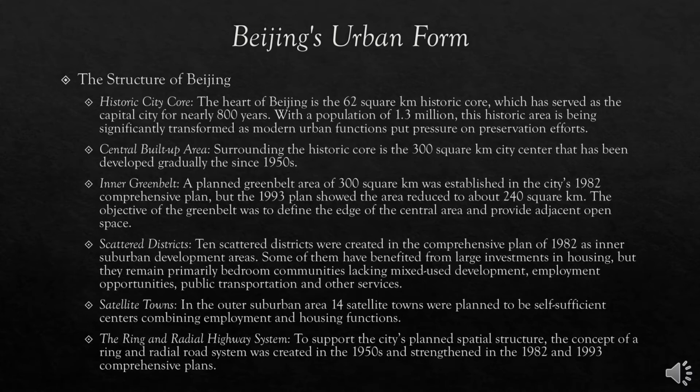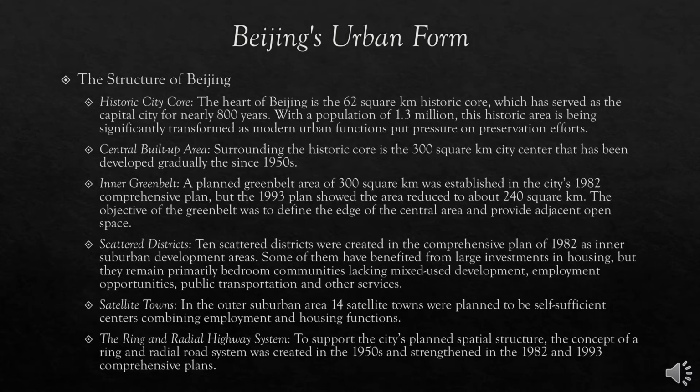Scattered districts. There are 10 scattered districts created in the Comprehensive Plan of 1982 as inner suburban development areas. Some of them have benefited from large investments in housing, but they remain primarily bedroom communities, lacking mixed-use development, employment opportunities, public transportation, and other services. Satellite towns. In the outer suburban area, 14 satellite towns were planned to be self-sufficient centers combining employment and housing functions. The ring and radial highway system.